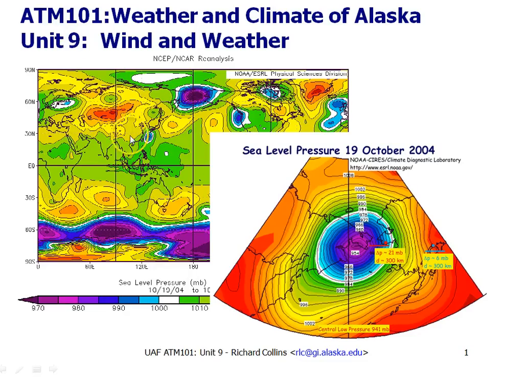The first slide shows two maps, a global map showing the sea level pressure on 19th of October 2004, and the second map highlights the pressure in the Bering Sea. And what we see is a low pressure system in the middle of the Bering Sea with a central low pressure of 941 millibars. This was an intense storm that did significant damage to Nome.